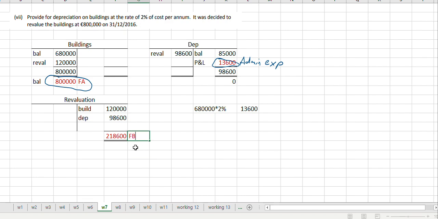That goes in the finance by section of the balance sheet. 218,600. Okay.